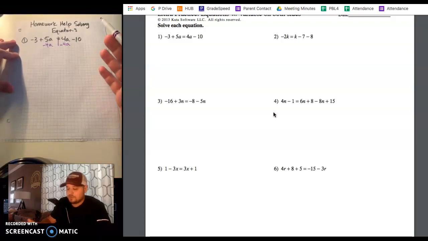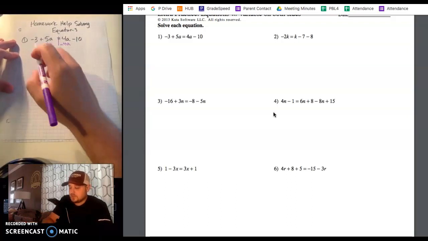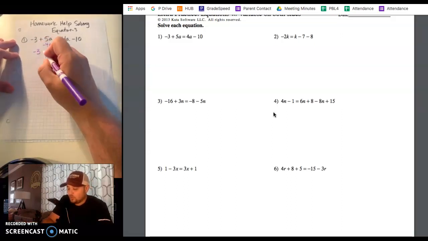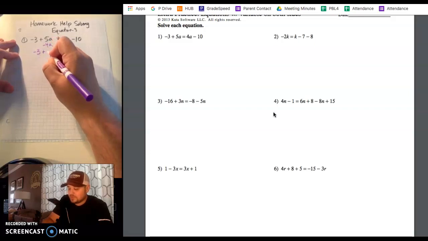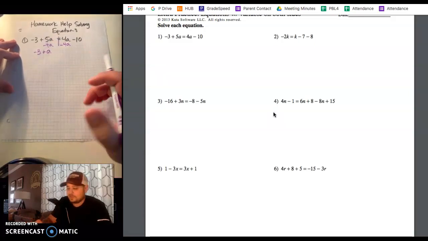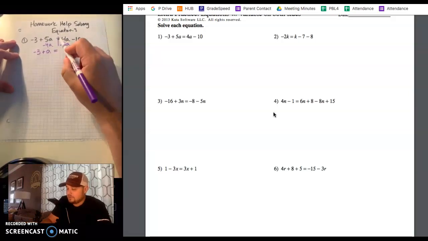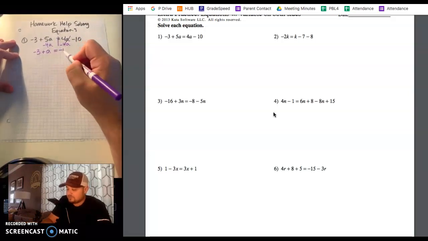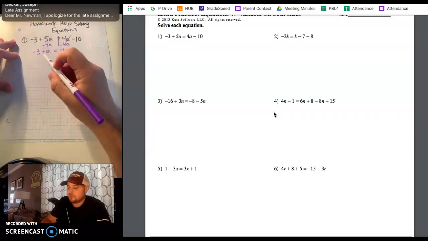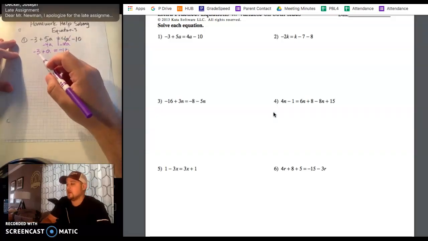Okay, so now my new equation looks like this. I'm going to have -3. 5 minus 4 is 1, so I'm just going to call that plus a, because we know that you don't have to write 1a, it can just be a. And then what's left over here is -10.